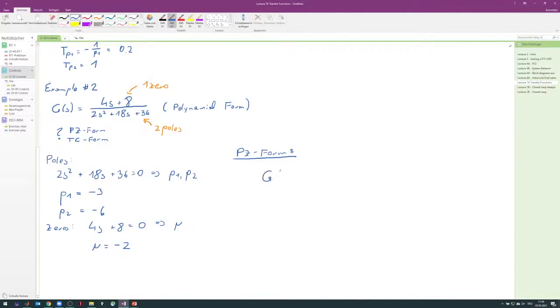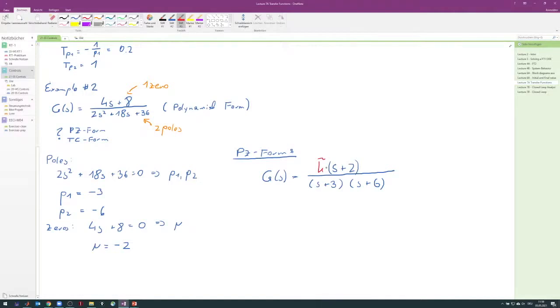So, poles and zeros. Okay, what do we have? We have 2 poles, and we have 1 zero at minus 2. And finally, we need to check this guy here. We call it just k tilde.